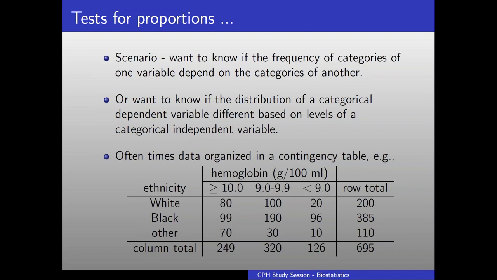In either case, such data would be organized in what's called a contingency table. What I've shown here is a 3x3 contingency table where race ethnicity is one variable and hemoglobin level is the other. The cells in the table show the frequency or the counts of each occurrence.